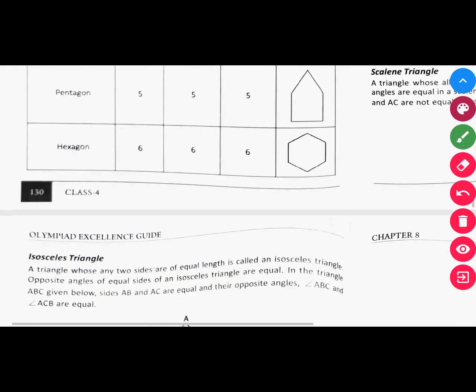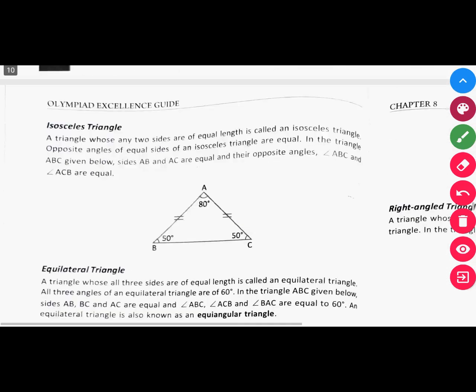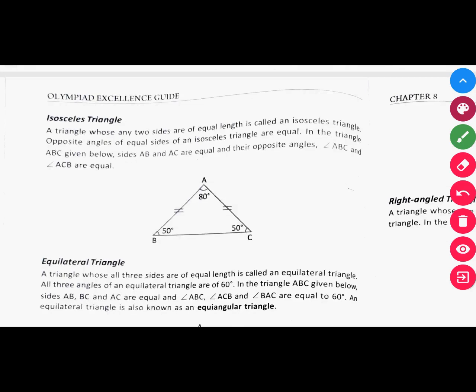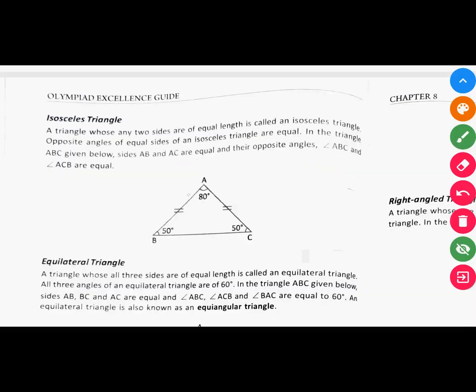So the first type: no sides are equal, no angles are equal. Then the second type is the isosceles triangle. Here two opposite sides of the triangle are of equal length. Now see, this side and this side, their length is the same.